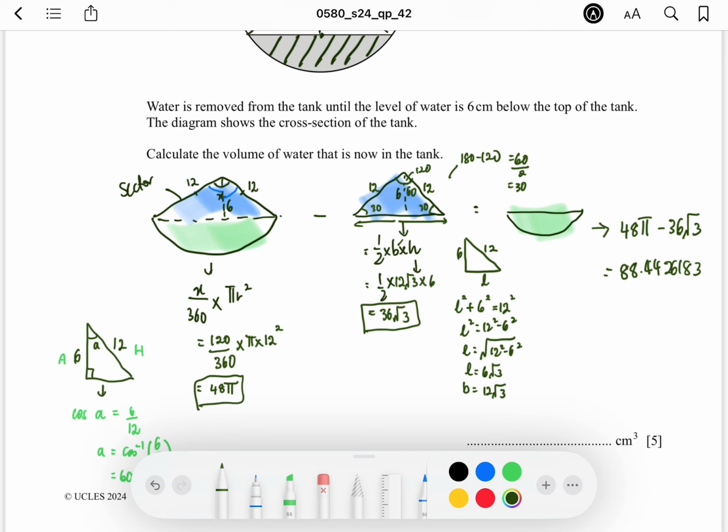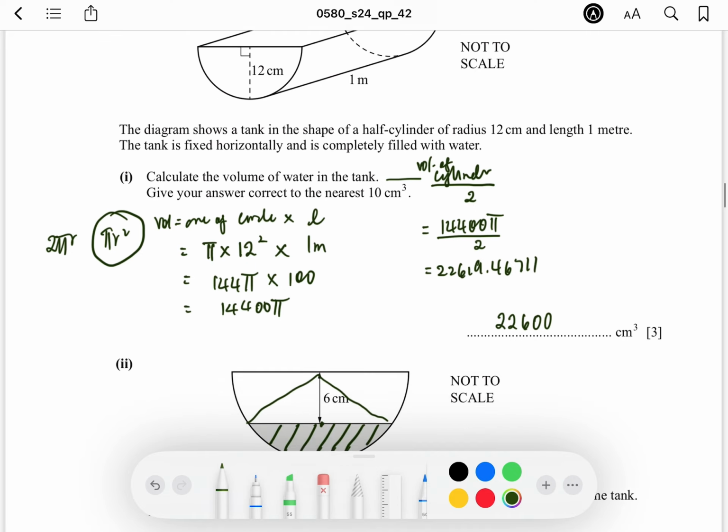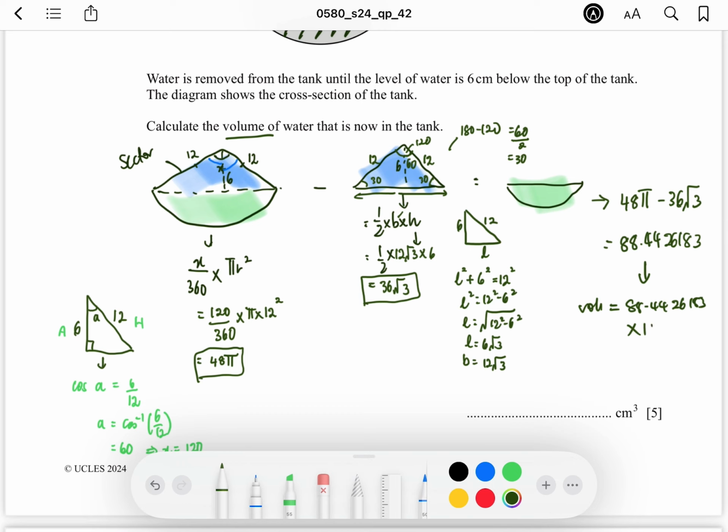No, because this one is the area. We want to find the volume. So once you got this one, what do you do? Multiply by the area of cross section times the length. The length is 1 meter. So 1 meter is equivalent to 100 centimeter. So times 100, giving your answer correct to 3 significant figures. And you get that.